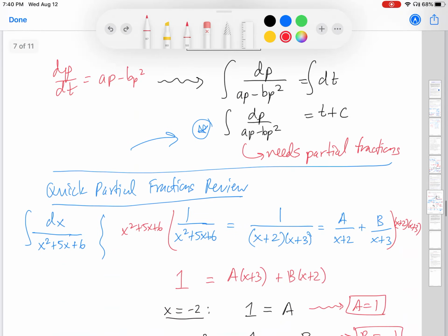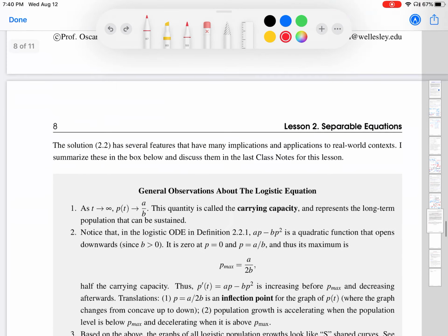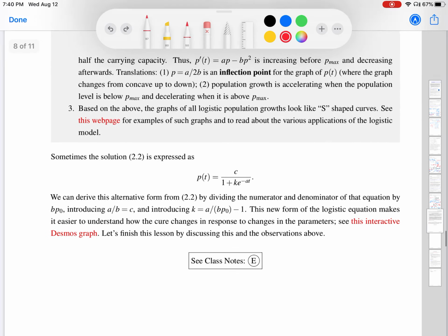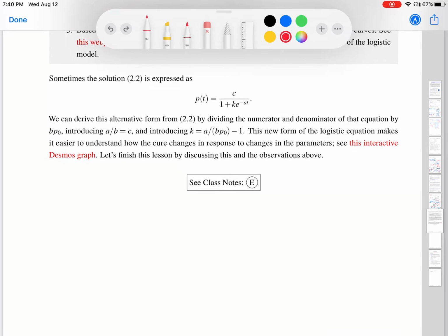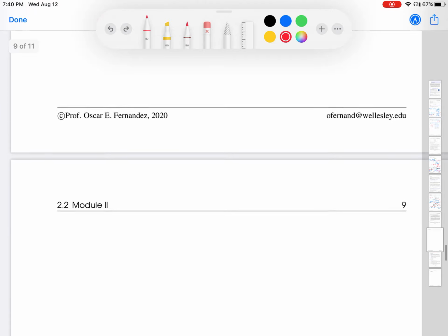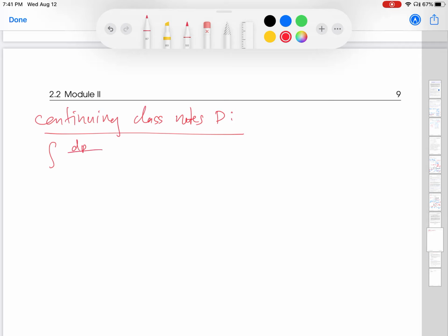So I'm going to go down here on the next page, and start that up again. Actually, there is no next page. So I'm going to scroll down a little bit here and put it, I did leave some room down here. So I'm going to say on this page, in red, continuing class notes D. Okay, so we were trying to integrate 1 over (AP minus BP squared).